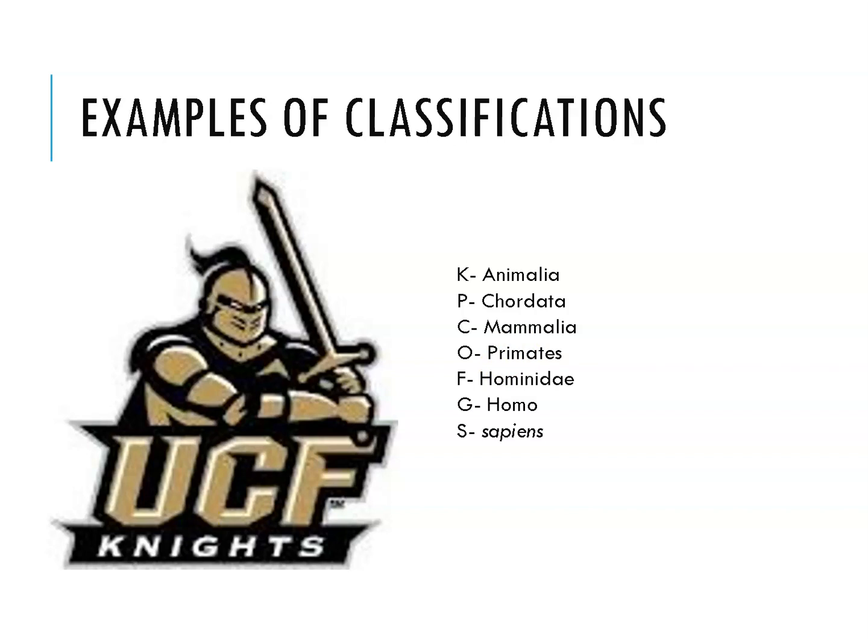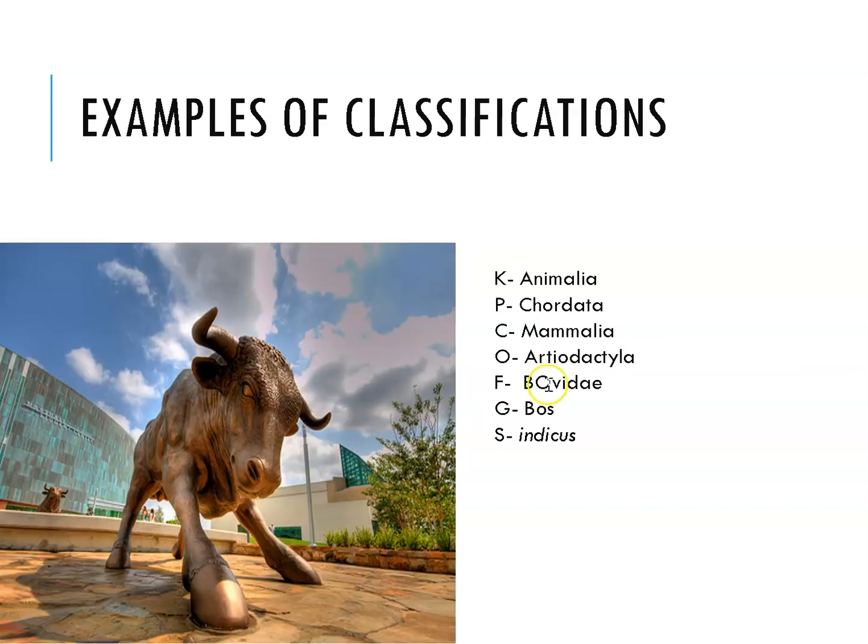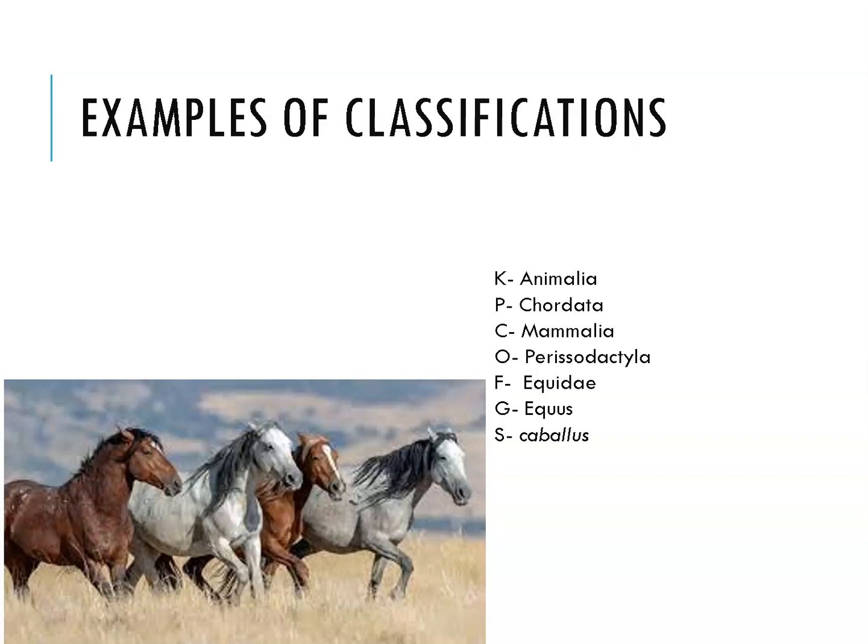I went to USF. That O shouldn't be capitalized, it's weird. But Bos indicus, the bull. And then, of course, we're the Mustangs, right? And so Animalia, Chordata, Mammalia, Perissodactyla, I think I got that right, Equidae, Equus caballus, the wild Mustang.